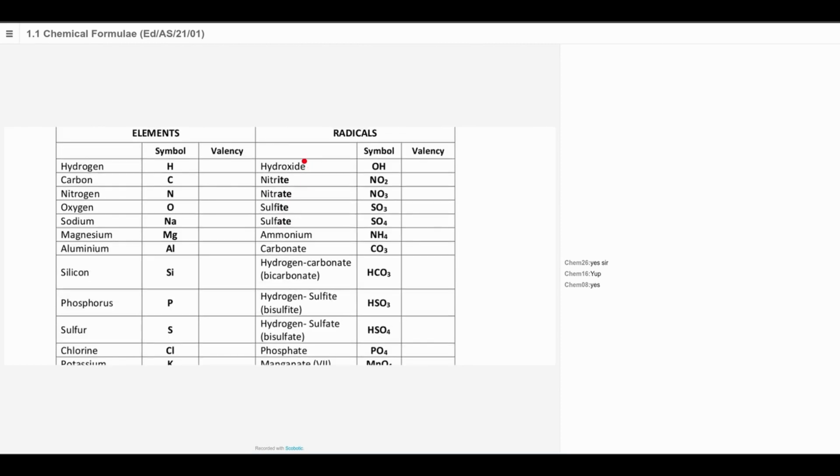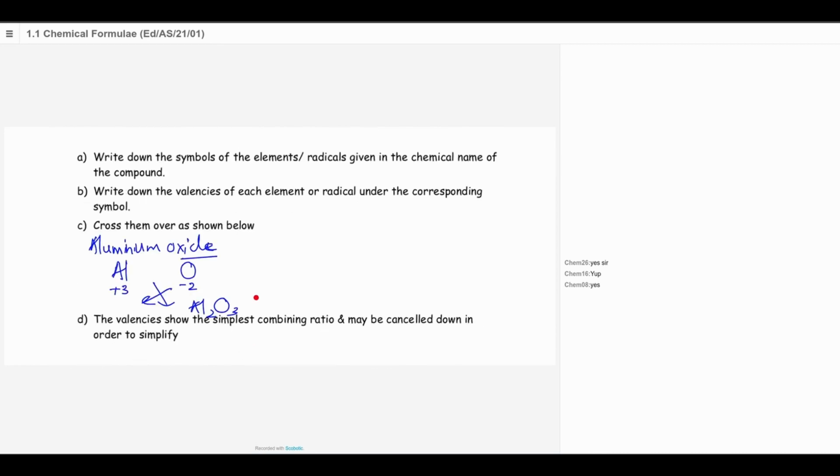Except for, of course, one exception to that rule, hydroxide. Even though it's a complex ion, we don't say hydroxate or hydroxite. It's not easy on the tongue, so it's exceptional. We say hydroxide, right? So if it's ide, that means you are ending with the element, right?